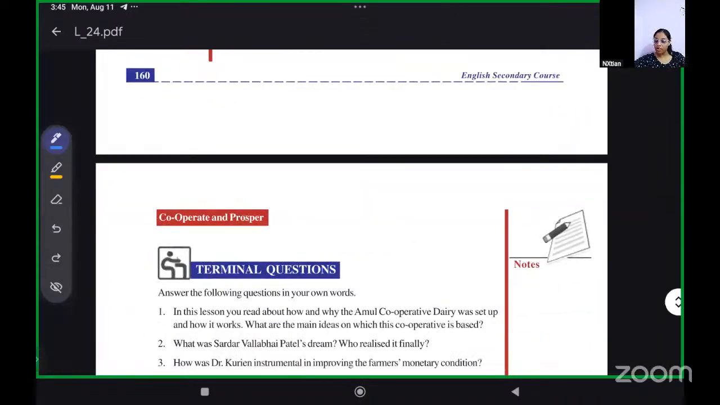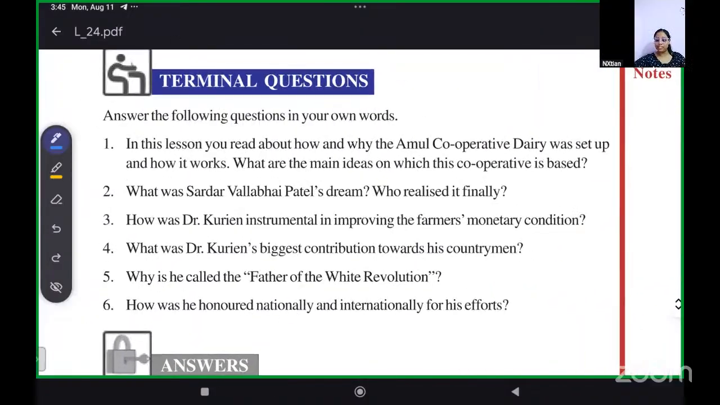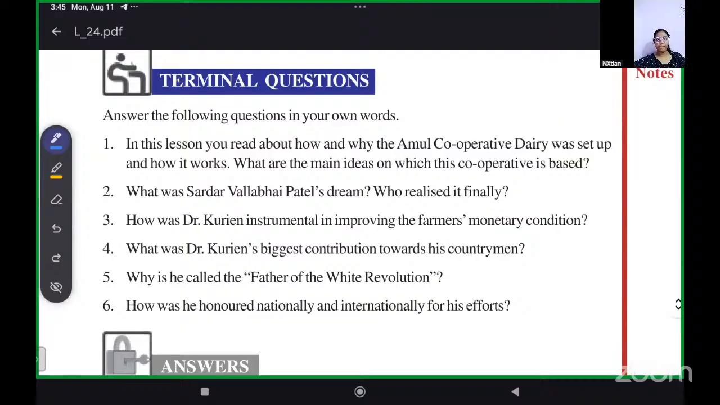So with this, we finished with the exercises. We still have terminal questions left. We'll do terminal questions tomorrow, and we'll finish the lesson tomorrow.